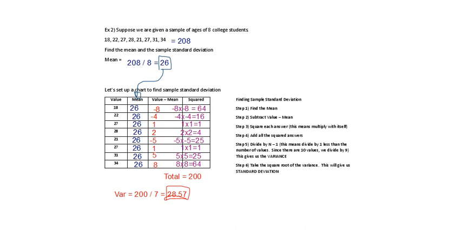Oops. Let me see if I can undo that. There we go. Variance is done. Finally, for our standard deviation, I'd just like to do the square root of the variance. That's going to equal the square root of 28.57. Let's see if I can get the square root symbol in there. And that is equal to 5.35.